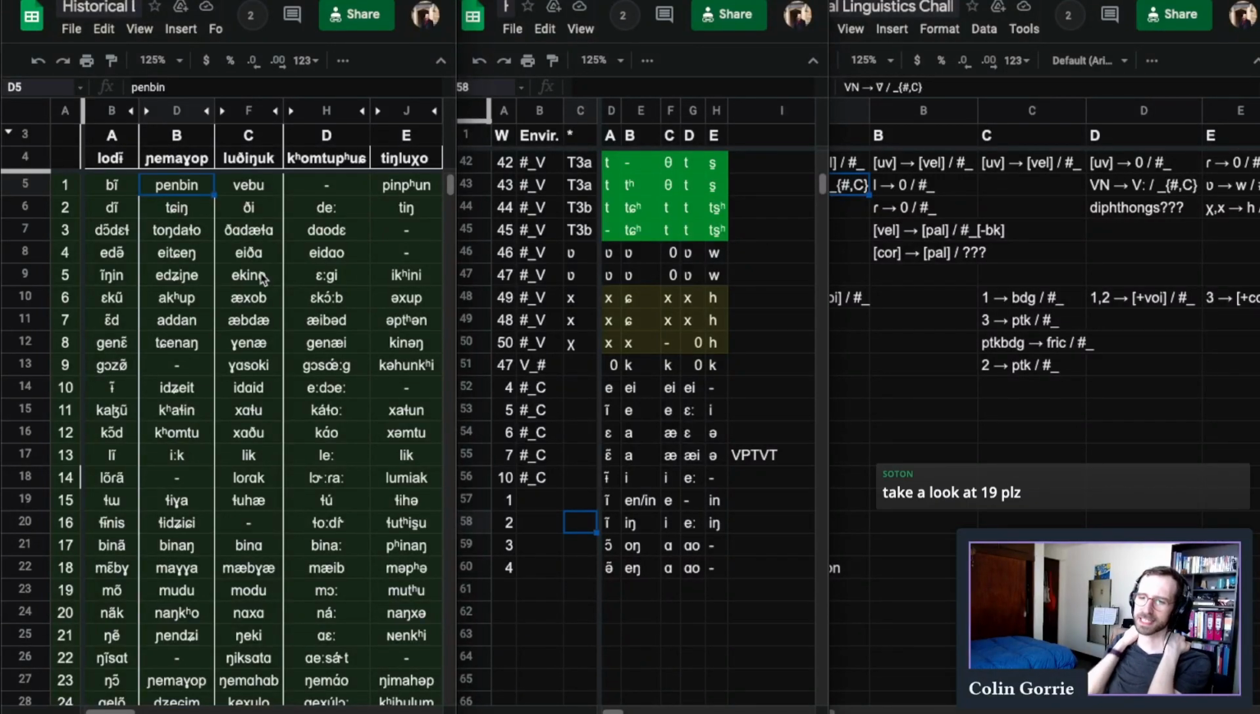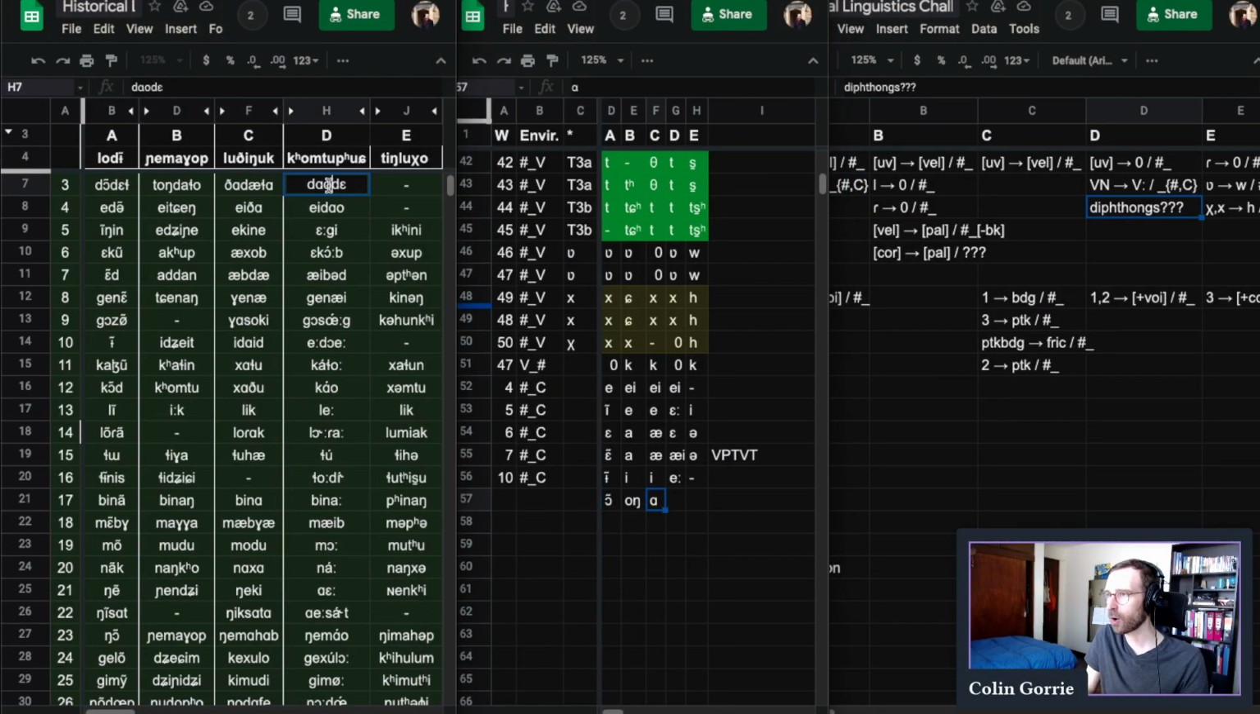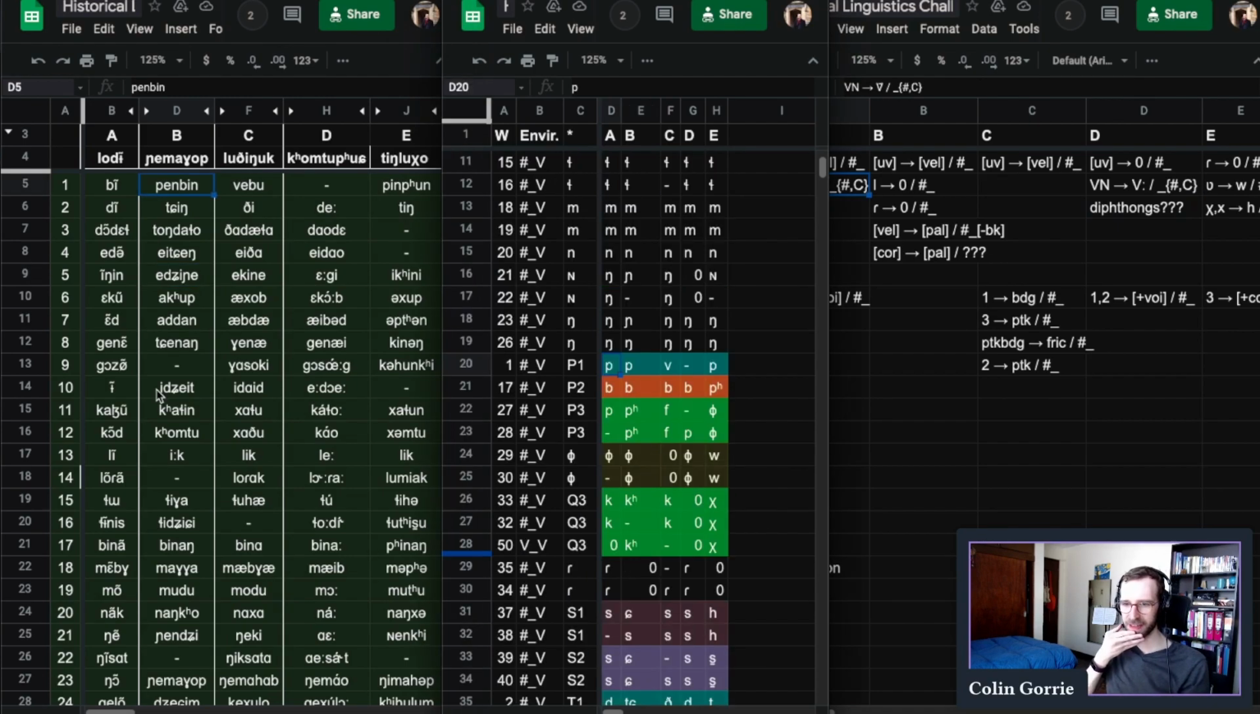The question is, which of these syllables is ong, ah, ow, e, and a? This is interesting. I think that's probably what's going on.